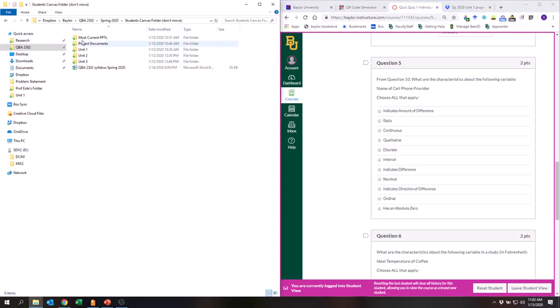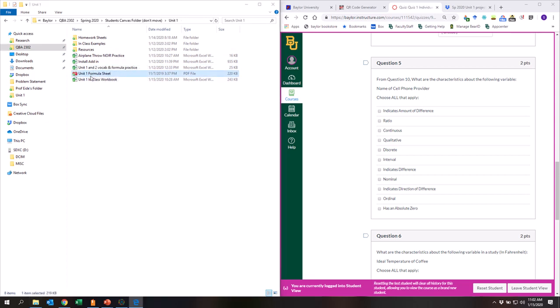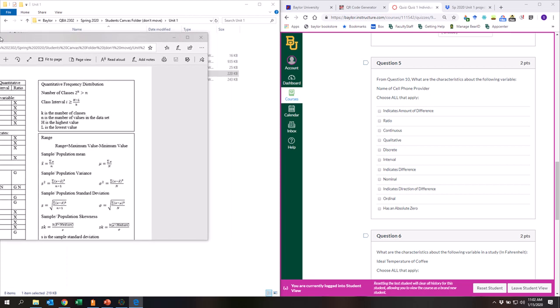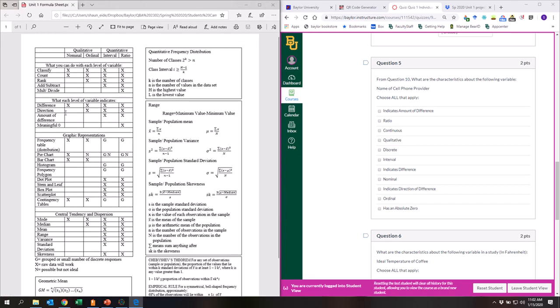Okay, so we've got the Unit 1 formula sheet, which you have access to the electronic version of as well. And so we've got the name of the cell phone provider.